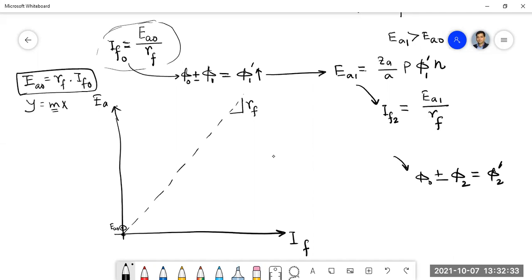And from this line we can get, if I draw a horizontal line where it intercepts the RF line, and then draw a vertical line, here I will get the IF0. Am I right? That means who is deciding this IF0 from EA0? Once we get EA0, who decides how much the current will be? The RF, the resistance value. If the voltage is this much, the current will be this much. Who is deciding that? The value of the field resistance RF.